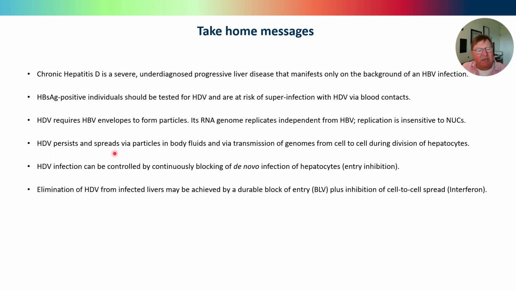And it persists via particles in body fluids enveloped in HBV, or via transmission of genomes from cell to cell during division of hepatocytes. If we control the de novo infection of hepatocytes by an entry inhibitor, we can control the infection if we do that continuously. And we may eliminate HDV from infected cells by a durable block of entry, and we would have to inhibit cell-to-cell spread, possibly by interferon or other novel drugs.